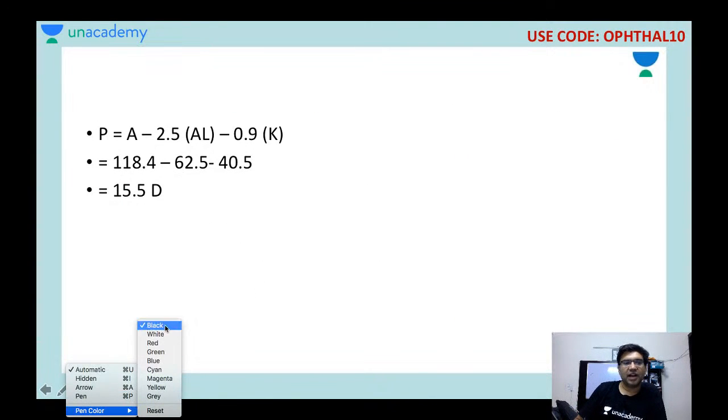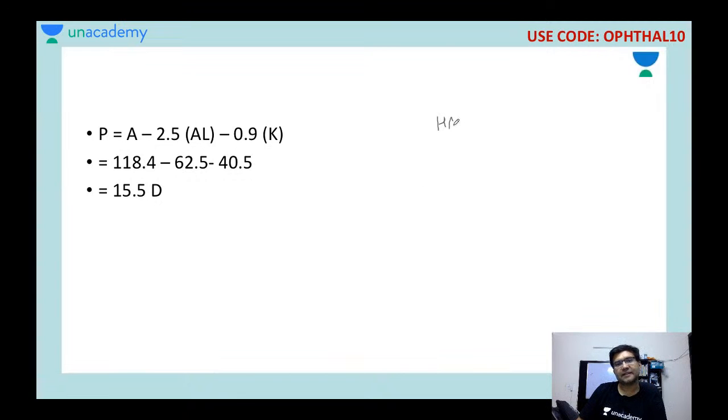We have hard intraocular lenses and we have foldable intraocular lenses. So the hard intraocular lenses, anyone who can tell what is the material? It is PMMA. Have you ever heard the name?